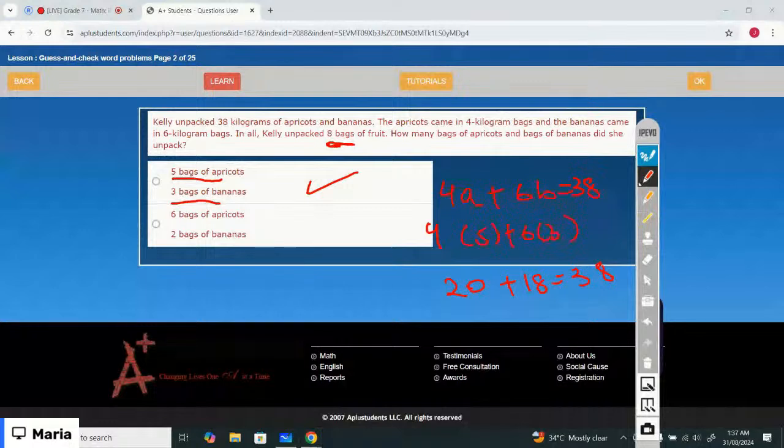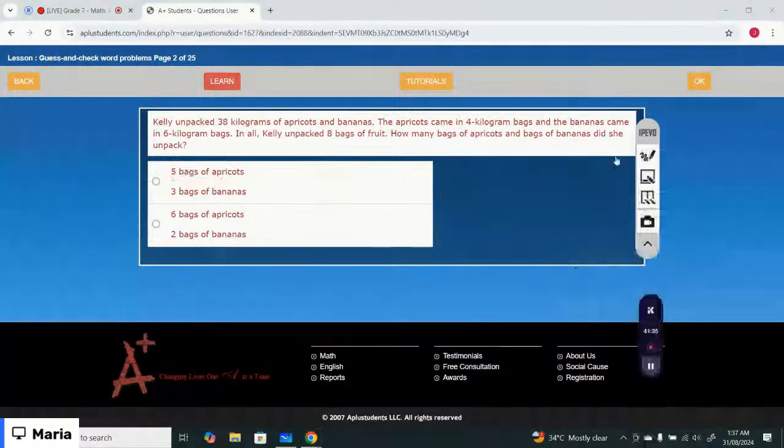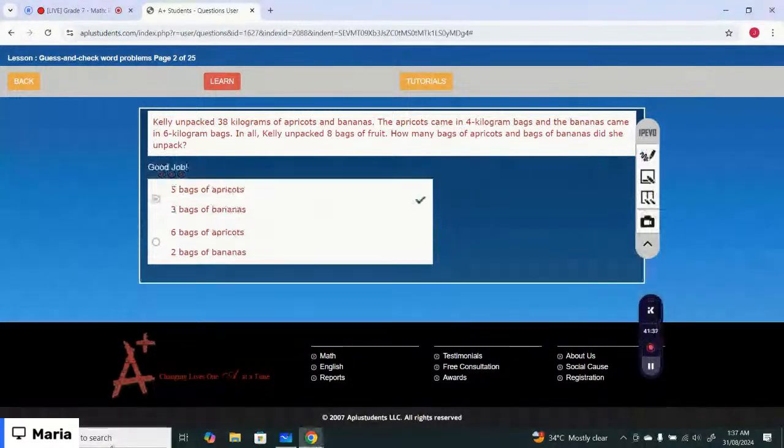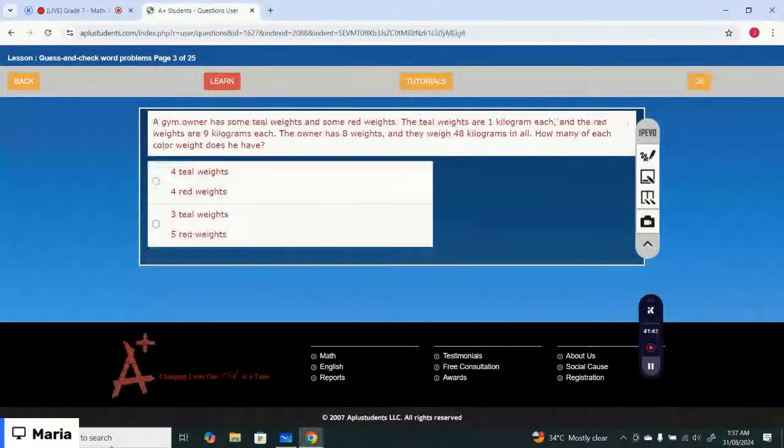Okay, let's just move on to the next question. The next one is a gym with teal weights and some red weights. The teal weights are 1 kilogram each and the red weights are 9 kilogram each, right? The owner has 8 weights and they weigh 48 kilograms in all. How many of each color weight does he have?